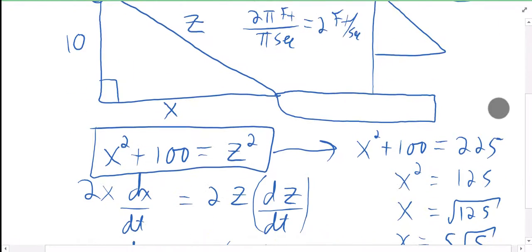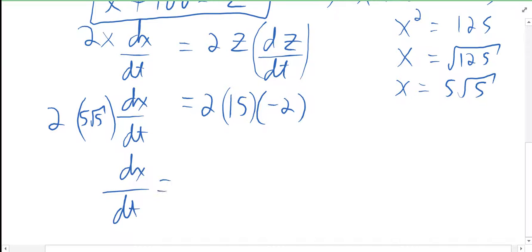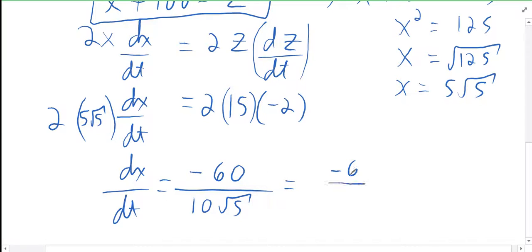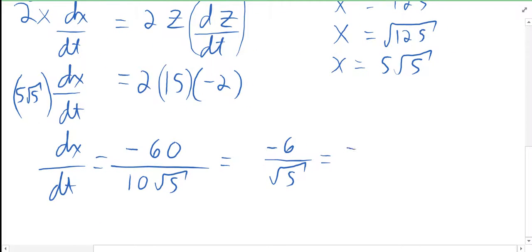All right. So we're going to put in x is 5 root 5. And then dx/dt, when you solve this out, is negative 60 divided by 10 root 5. And to simplify that down, you're going to get negative 6 over root 5. And just to rationalize it for fun, it's negative 6 root 5 over 5. And that's also going to be in feet per second because that's what z was in.